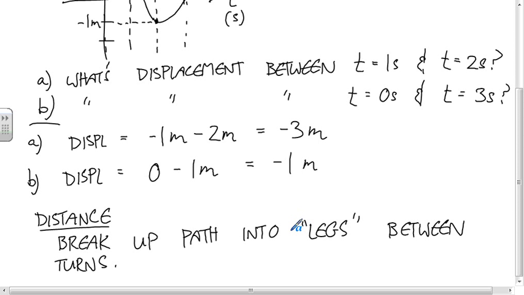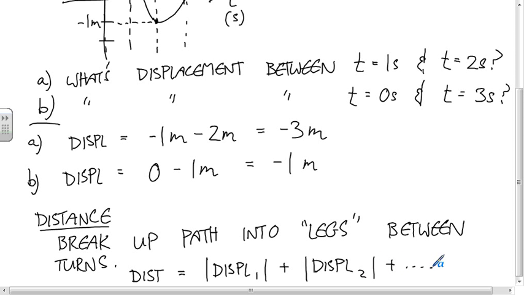And once you've broken it up into these legs, the distance is equal to the absolute value of the displacement of leg 1 plus the absolute value of the displacement of leg 2. Okay. So what this means is if between your time 1 and your time 2, the object doesn't change directions, then distance is just the absolute value of displacement. Then it's easy. If it does change directions, then you have to figure out the displacement between each direction change, take the absolute value of that, and add them all up.